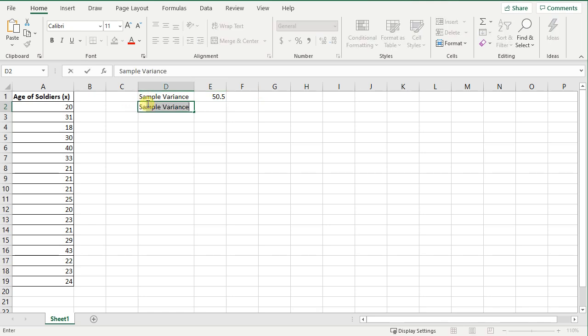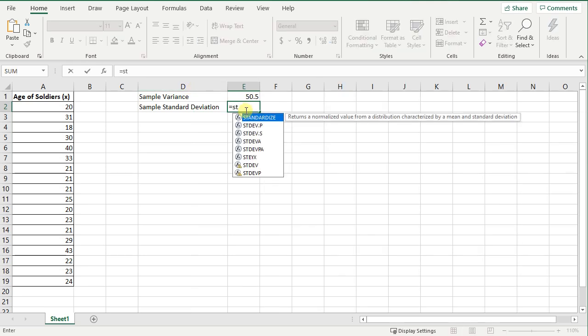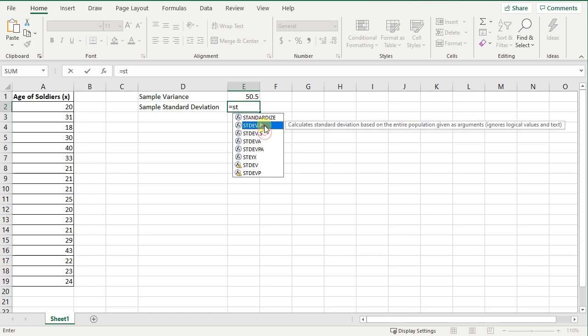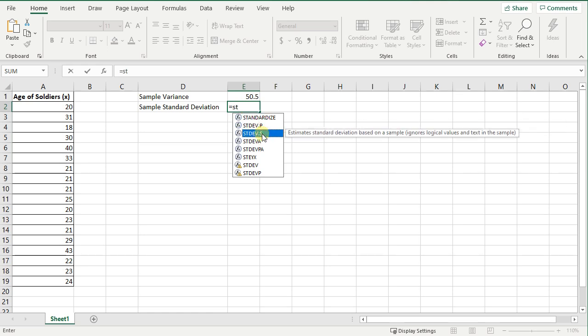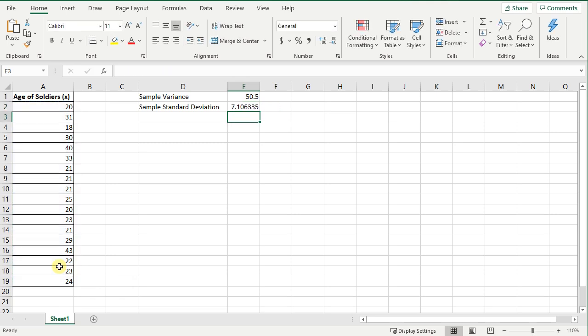Next, if we wanted to do sample standard deviation, there is another formula for that. I can write equals standard, and you see standard deviation for the population and standard deviation for a sample. So there's two there. This is a sample, so I'll use that. I'll highlight my data, close the parentheses and press enter.